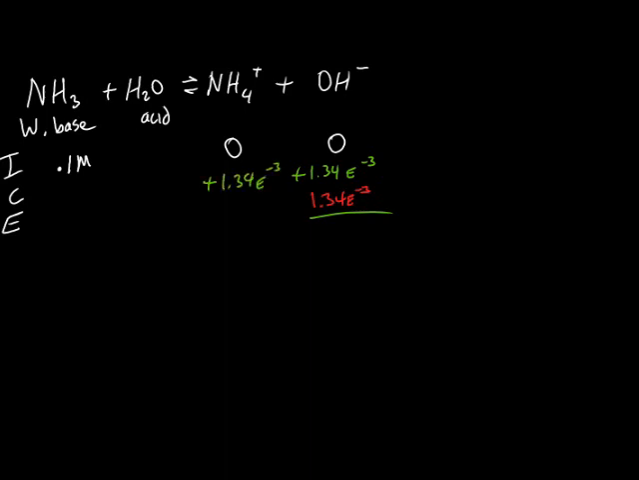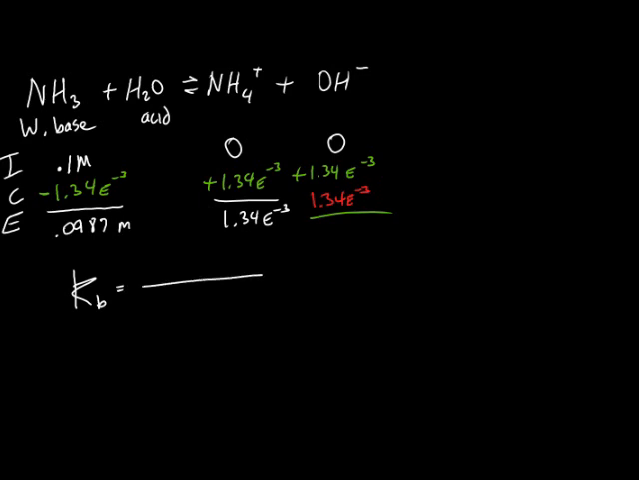We can say the same thing about NH3, except for we must lose some amount of NH3 because it's a reactant. We'll say negative 1.34 times 10 to the negative third. Then we can either add or subtract to get the equilibrium concentration. 0 plus 1.34 times 10 to the negative third gives 1.34 times 10 to the negative third. We can subtract 0.1 minus 1.34 times 10 to the negative third in a calculator. We will get 0.0987 molarity for NH3.